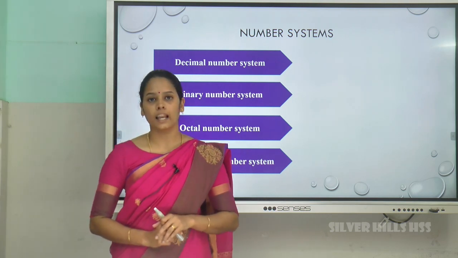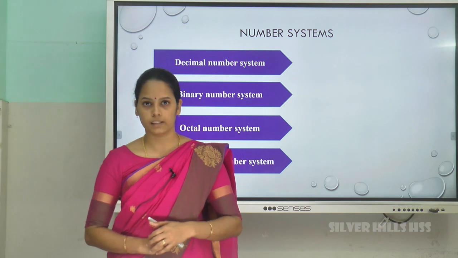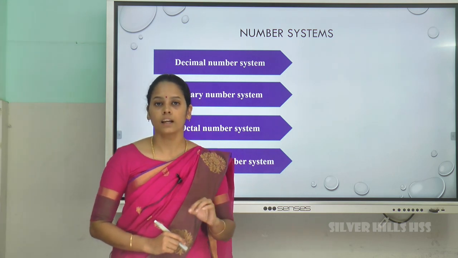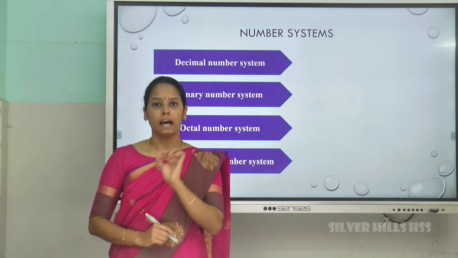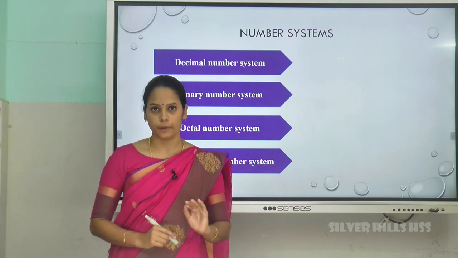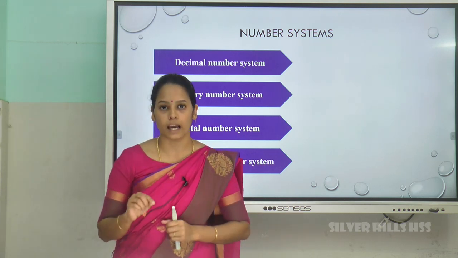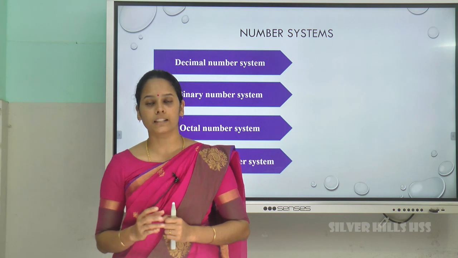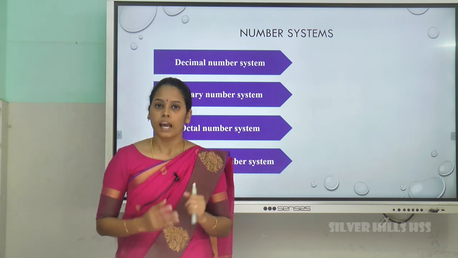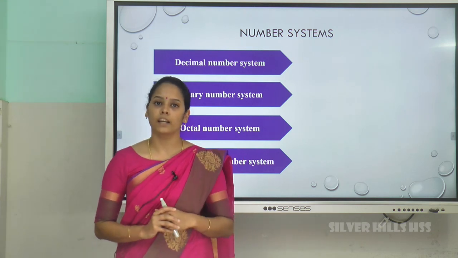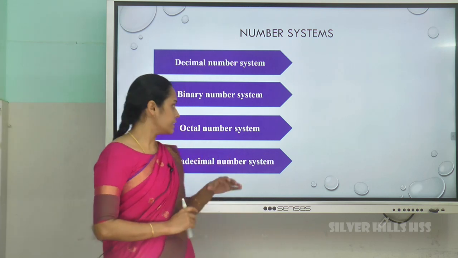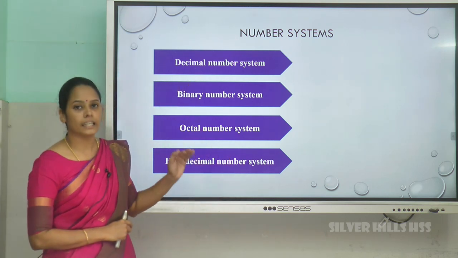In our day-to-day life we use the decimal number system, that is, we use the symbols 0 to 9 to represent each number. By using those symbols we can represent any number, and we use that number system in our day-to-day life. Now let's see each number system in detail.